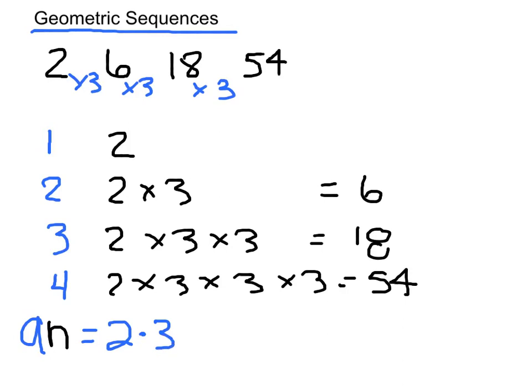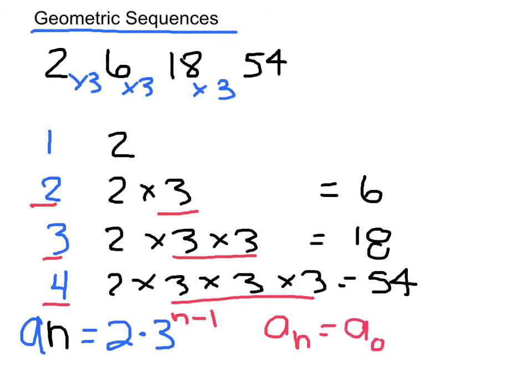And then I have to stop and think. The fourth term, I need 3 3's. The third term, I need 2 3's. The second term, I need 1 3. So it's 3 to the n minus 1 power. And so your formula for geometric sequences, the explicit formula, is going to be a sub n is equal to a sub 0, the initial term, times the common ratio, that's what you're multiplying by, to the n minus 1 power.